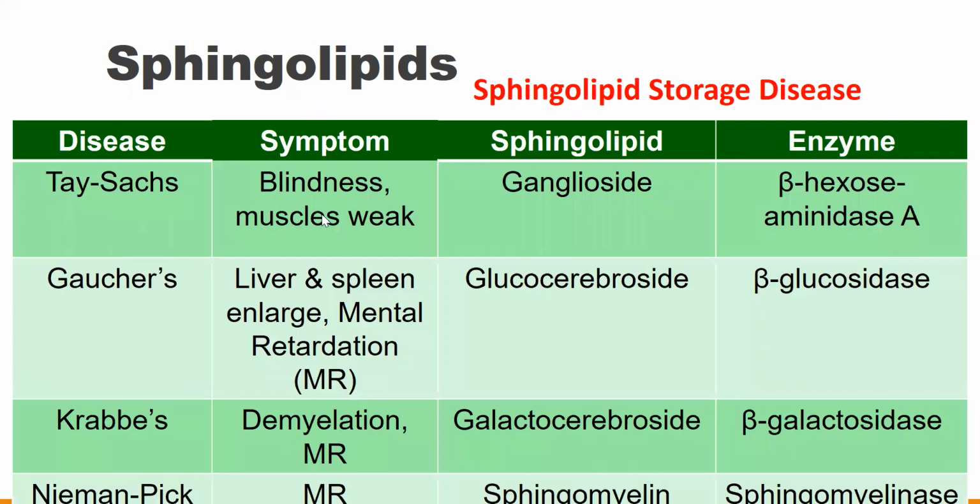And why are we showing this one? The lack of this actually would cause a lot of disease. So you have the Tay-Sachs, Gaucher's, Krabbe's, Niemann-Pick. So it can cause, for example, blindness, muscle weakness, mental retardation, and demyelination. So it's because of the lack of the sphingolipids, different kinds of sphingolipids here, and the enzyme that is used to prepare the sphingolipids.